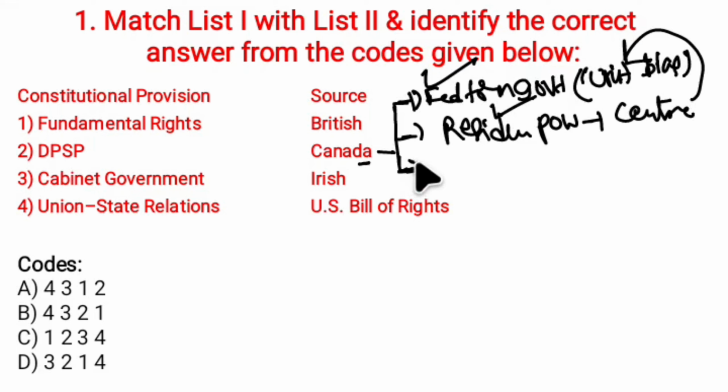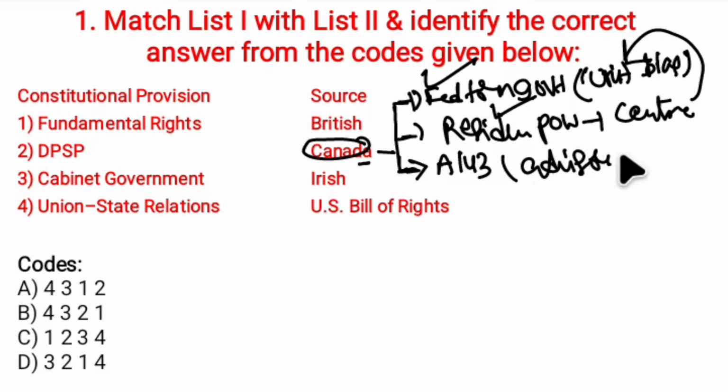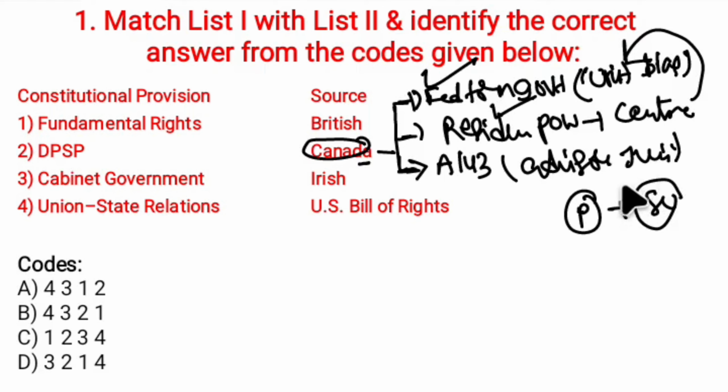So federal form of government, residuary powers vested with center, and one more important provision that India has borrowed from the Canadian Constitution is that we inculcated in Article 143 of the Constitution of India, which talks about advisory jurisdiction. So the President can seek the advice from the Supreme Court of India, although this advice is not binding in nature.